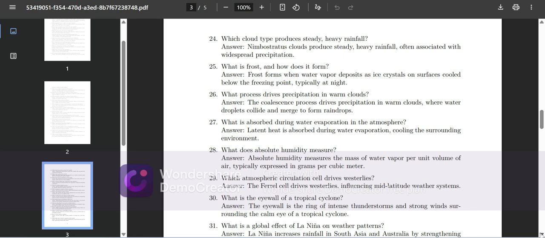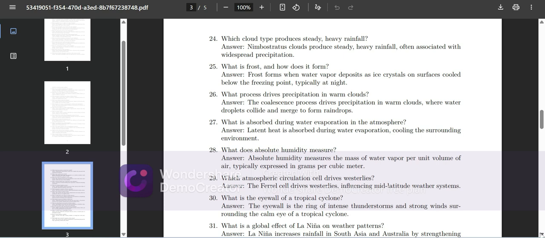What process drives precipitation in warm clouds? The coalescence process drives precipitation in warm clouds, where water droplets collide and merge to form raindrops.